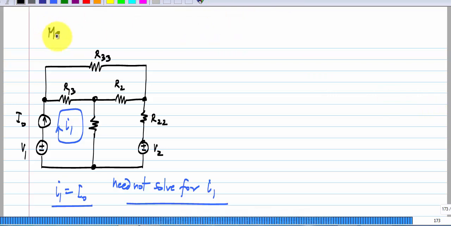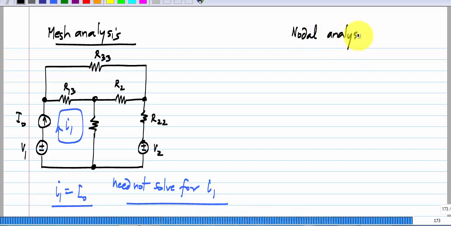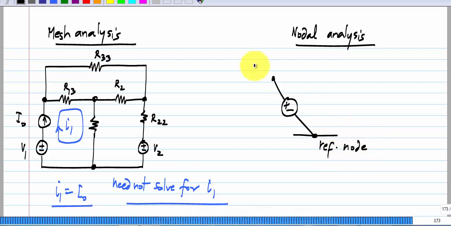So this is mesh analysis, and in nodal analysis, let's say we had a voltage source, an independent voltage source between the reference node and one of the nodes. So let's say this is node 1. A number of other things could be connected to node 1, but the point is you don't have to solve for V1. You know V1 equals V0.